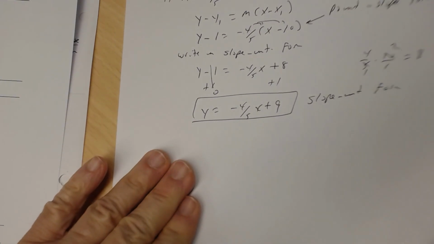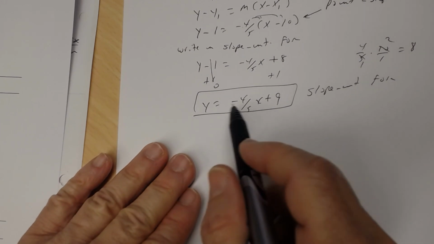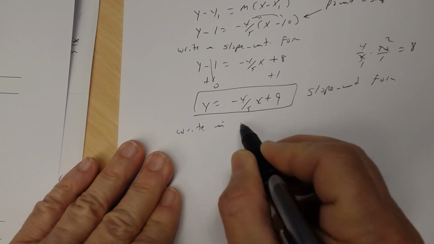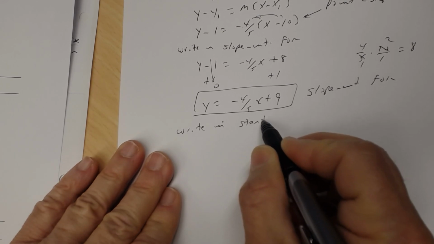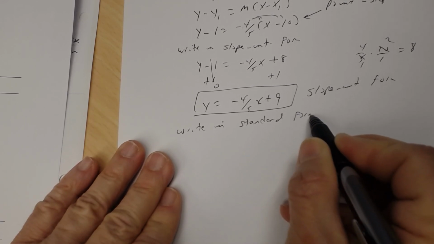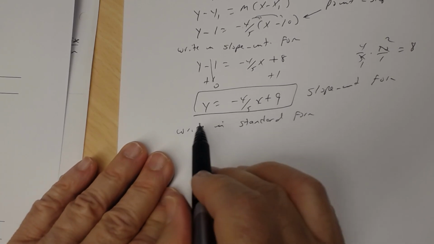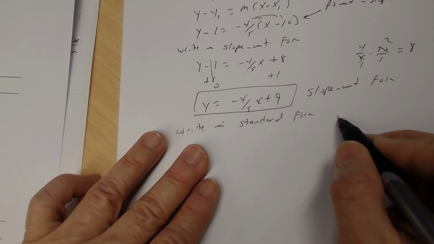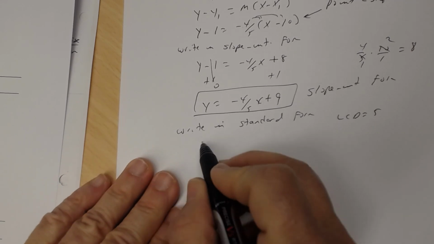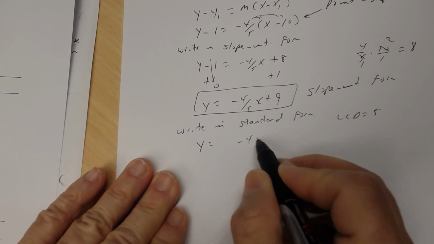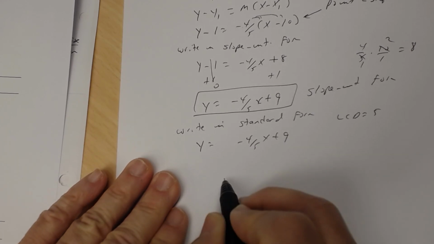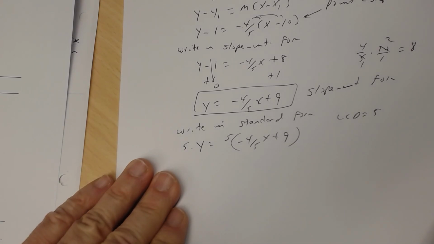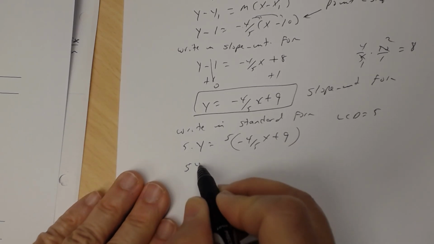All right. And then what we need to do now is convert this, now you're going to write this in standard form. Okay, so to write in standard form, remember no fractions, so you got to clear your fractions. So the LCD here is 5. So I'm going to multiply both sides by 5. So times 5 times 5. All right, so I get 5y equal.